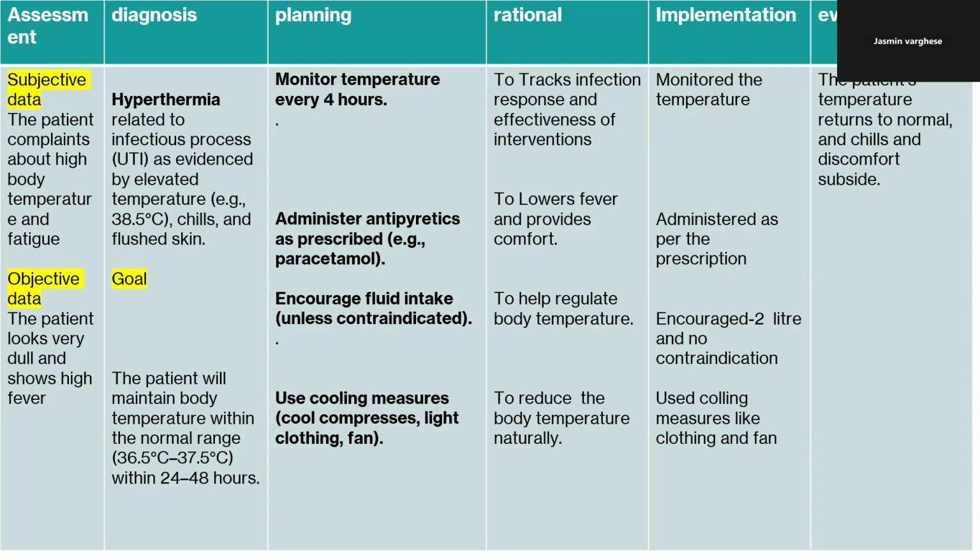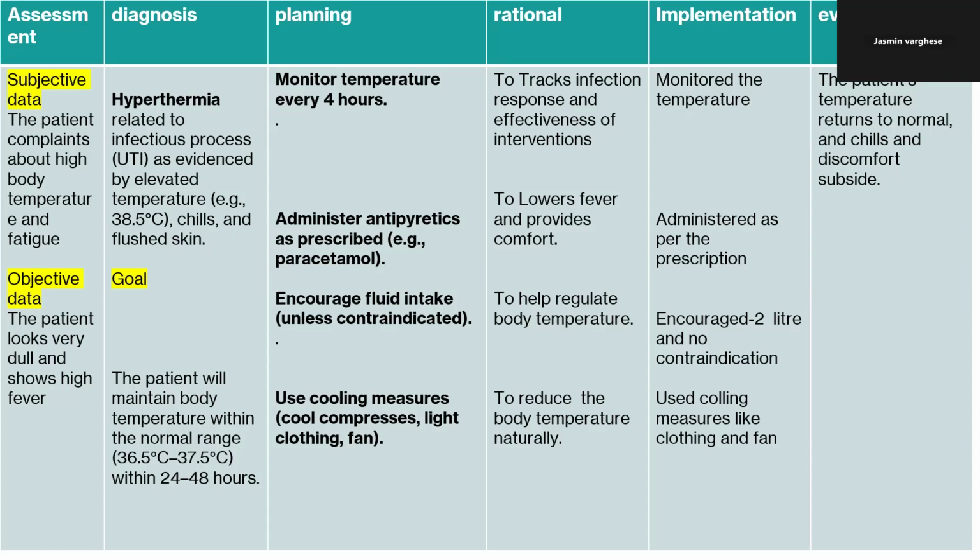Then the goal: the patient will maintain normal body temperature within the normal range. And when it comes to planning, you have to plan based on this nursing diagnosis. So monitor temperature every 4 hours, to track infection response and effectiveness of intervention. And in implementation column, monitor the temperature. Next planning, administer antipyretics because of high fever as prescribed by the doctor, to lower fever and provide comfort. Implementation: administered as per the prescription.